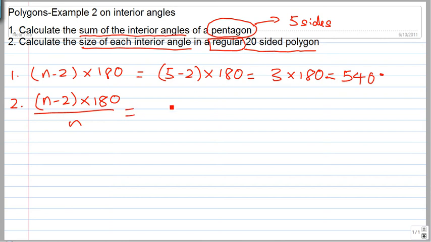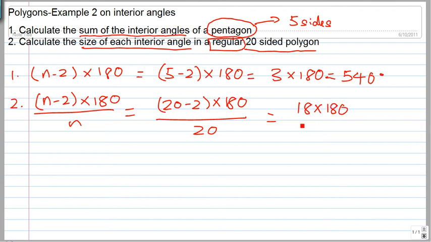There are 20 sides, so 20 minus 2 multiplied by 180 over 20, you will get 18 times 180 over 20. 18 multiplied by 180 divided by 20 will give you 162 degrees. Therefore, the size of each interior angle of a regular 20-sided polygon is 162 degrees.